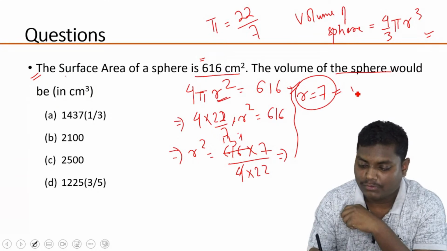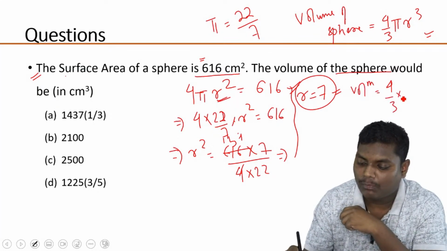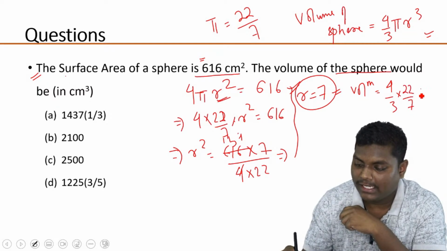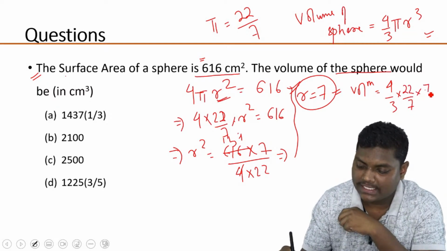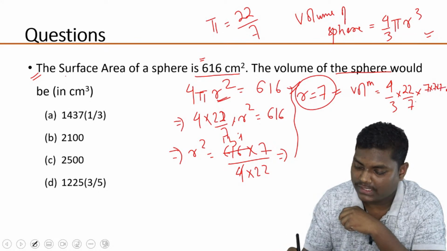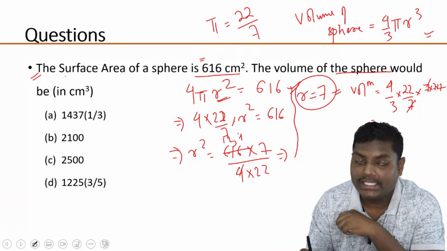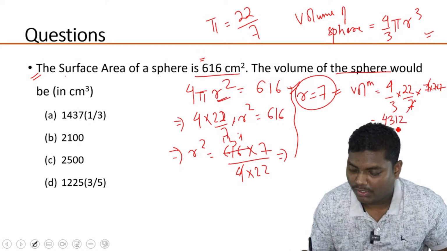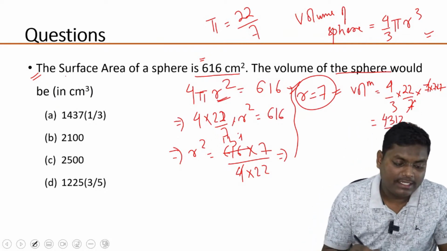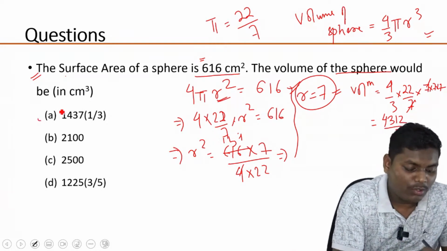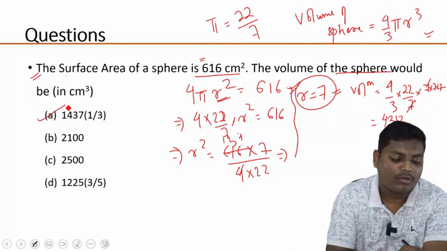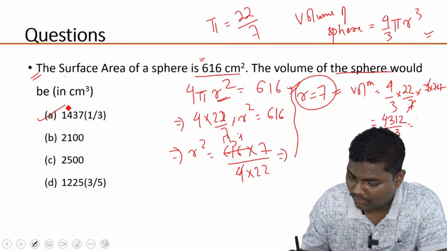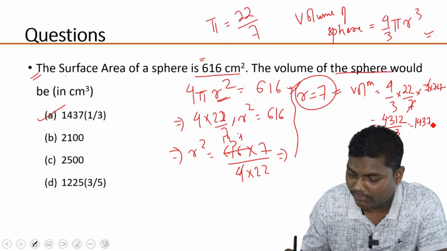So the volume will be given by 4 by 3 into pi, which is 22 upon 7, into r cube. r is basically 7 into 7 into 7, so this 7 will cancel out. If you multiply this out, the entire term comes to be 4312 upon 3. If you divide it, the exact answer you'll get is 1437 and 1 by 3.